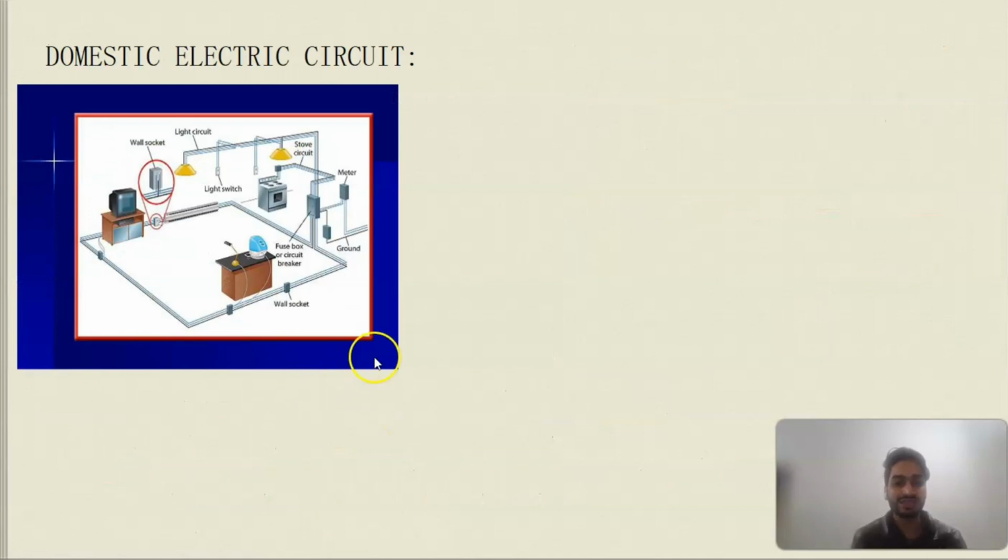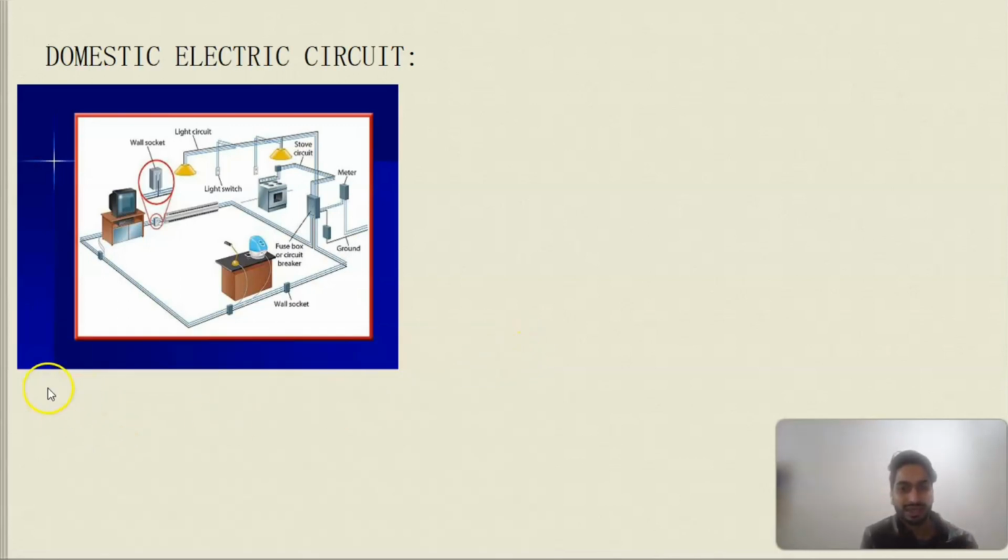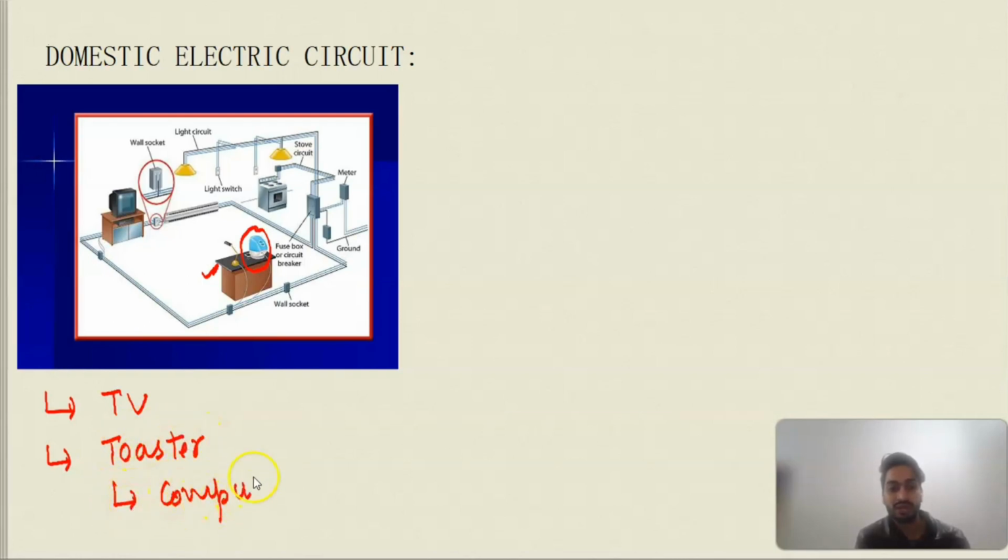You can see this diagram here. In this diagram you can see different appliances are connected. Like I can see that there is a TV connected, and there is a table on which other appliances are also installed. Like a bread toaster, or it can be the computer also, and many different appliances. There are lights in our houses, so they are also connected.